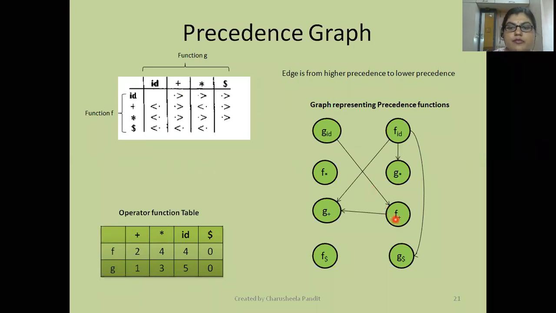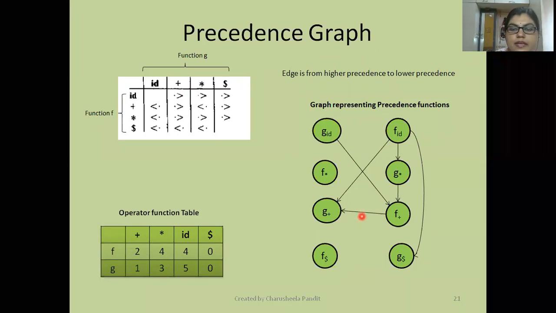Next, we have f of plus and g of plus. You can see f of plus and here we have g of plus. So f of plus is having more precedence. That is the reason we have this arrow here. So similarly, we can populate and draw all the edges between the different operators.